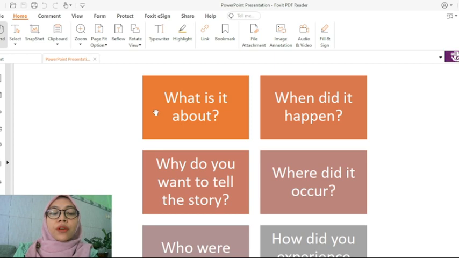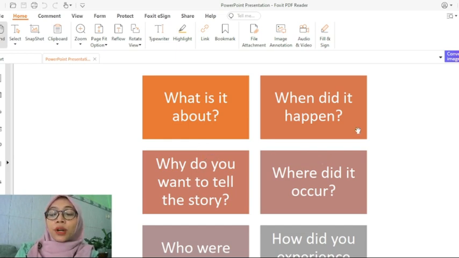So, 5 W and 1 H refers to, first, what is it about? So you should brainstorm and decide the topic or the theme of the text. The second one is when. Please explain in your text when the activity happened. And then the third one, you should mention the reason why you tell the readers about your text. Why you want to tell about the story.